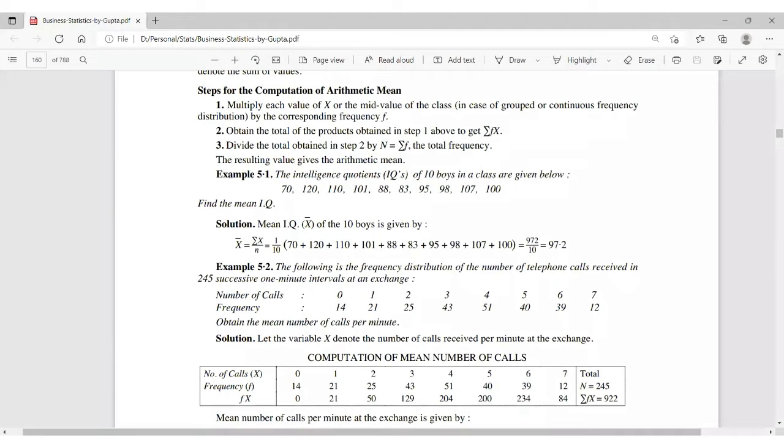See, Example 5.1. The intelligence quotients, IQs, of the 10 boys in the class are given below. Find the mean IQ. So there are 10 boys, IQ test of 10 boys, so we have 10 observations. The mean is the sum of all observations divided by the number of observations. We add all these 10 values, then divide by 10. We get the mean value.